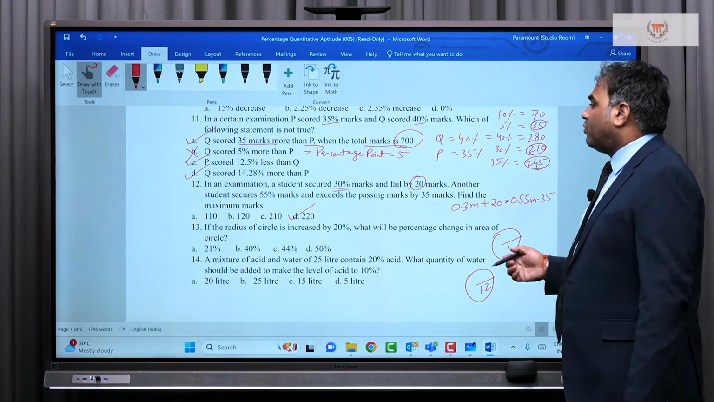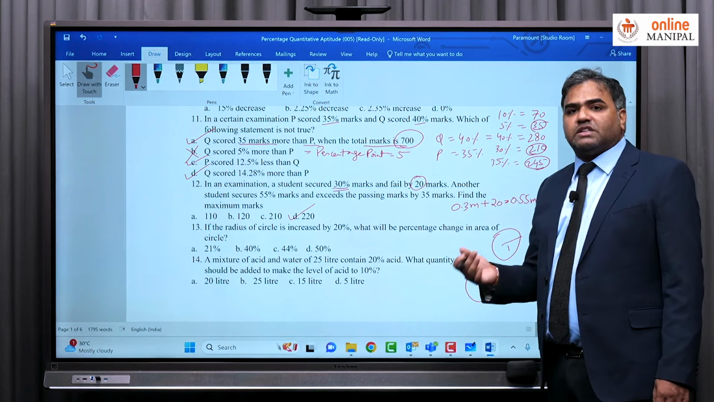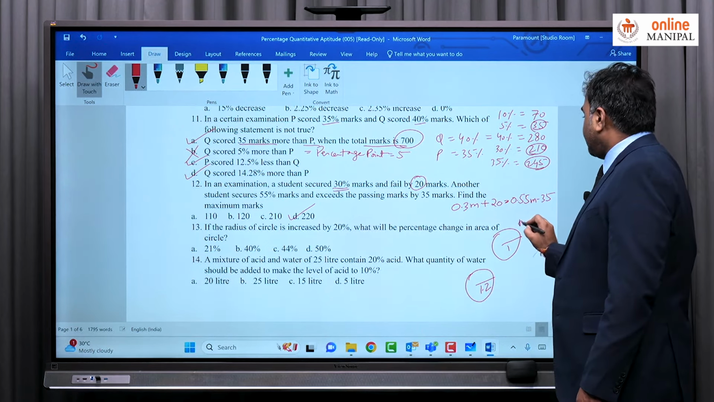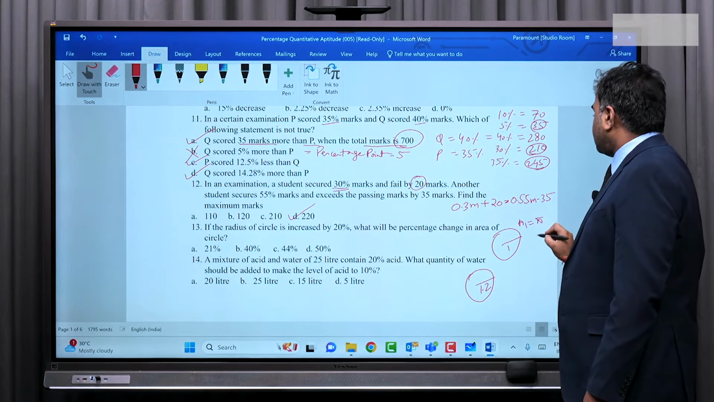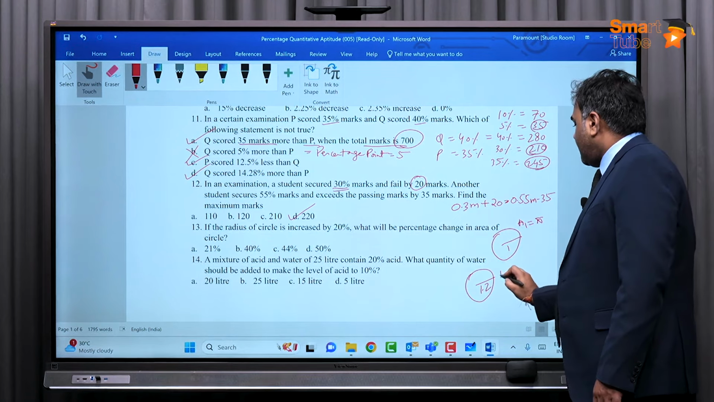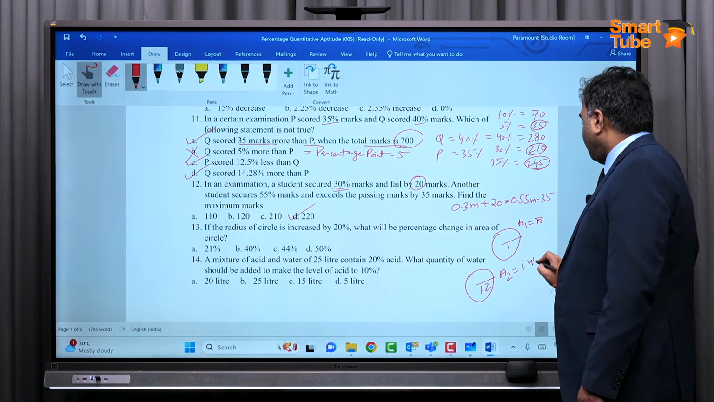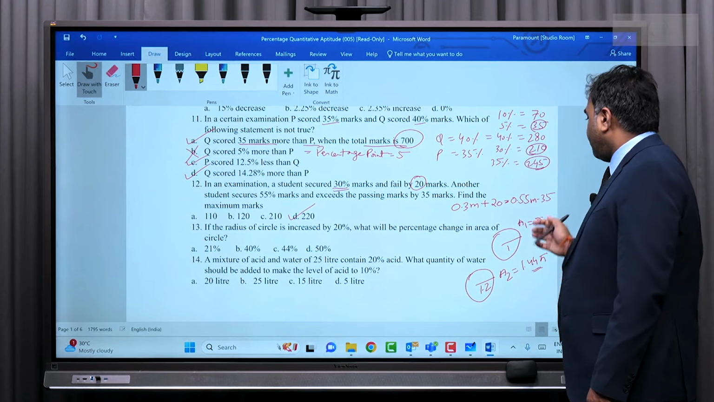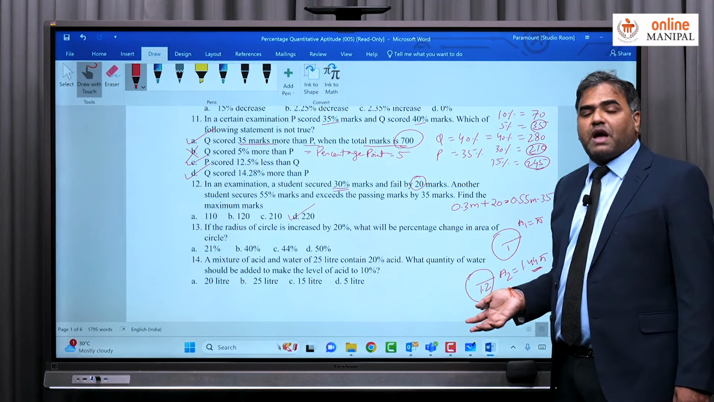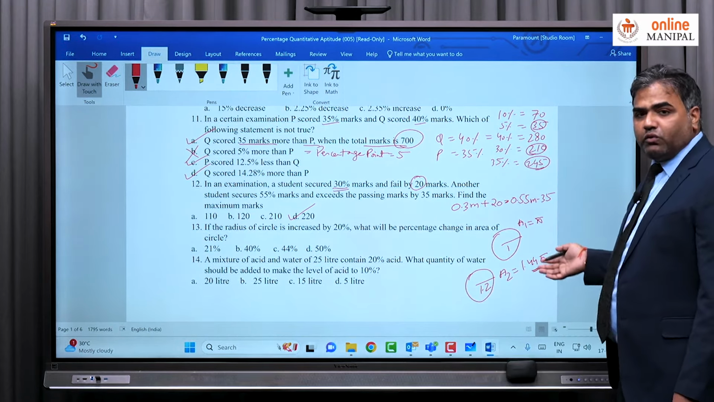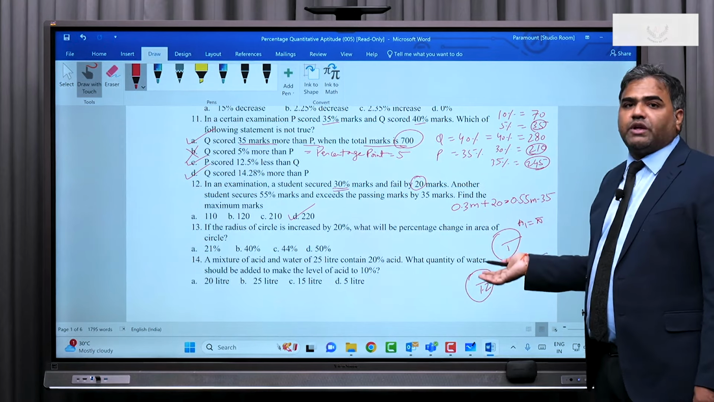So what is the formula of area of the circle? Pi r square. If you do, you will get pi here, and here what is the area? 1.2 square. So 1.44 pi. Okay, so how much did the area increase? Earlier it was pi, now it becomes 1.44 pi, so it increased by 44%.